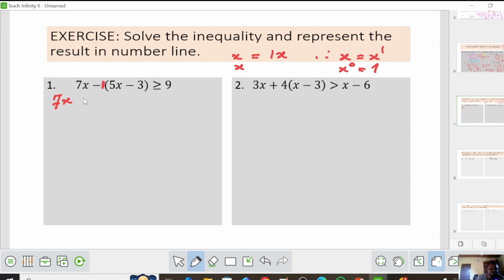So that means minus 1 times this, they have minus 5x. Minus 1 times this one, minus, now that means minus times minus is going to be plus. 1 times this, that's 3. So you are done with this operation and you have opened the bracket. Then you have greater than or equal to 9. So this is how you open it.